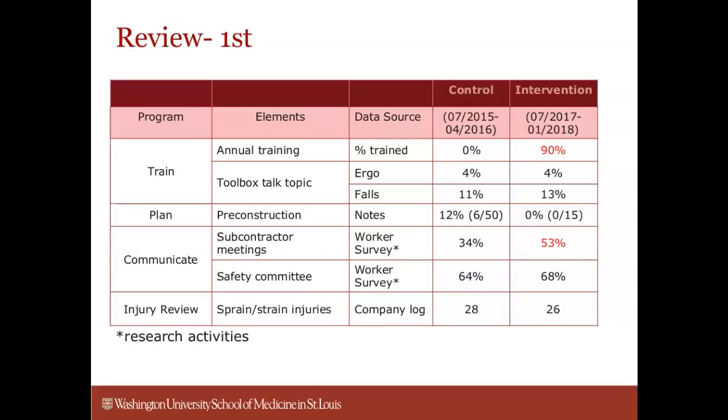Plan was pre-construction. This happens to be one of the elements that I had data on at all points in time, so that's what I'm presenting to you. Communication was subcontractor meetings and safety committee meetings, and then injury review was the sprains and strains. So the control period was when the contractor was actually reviewing his project and determining whether or not he had ergonomics in his project and what that looked like.